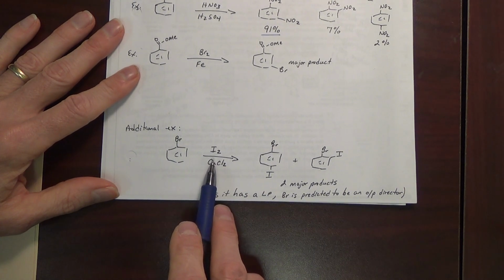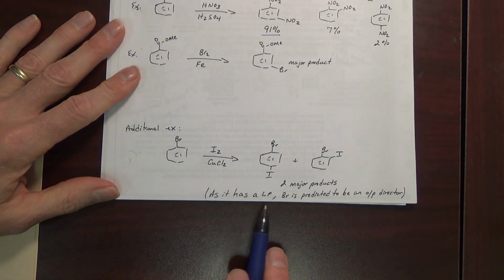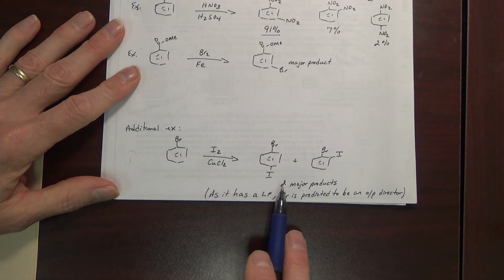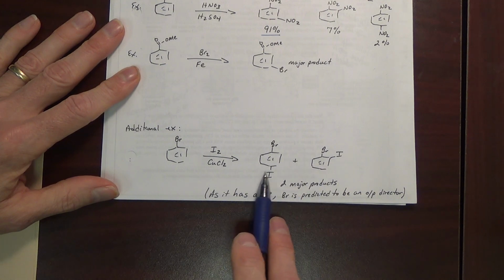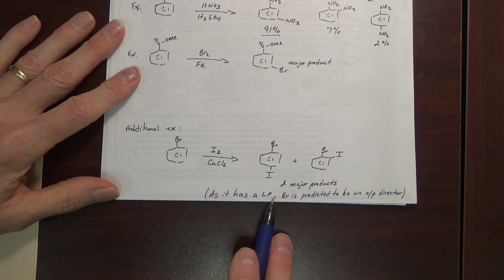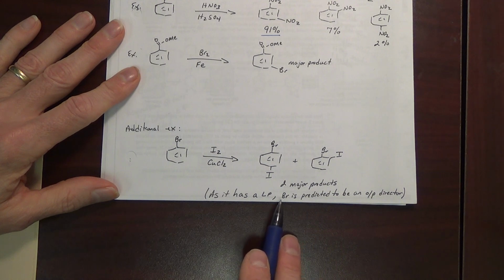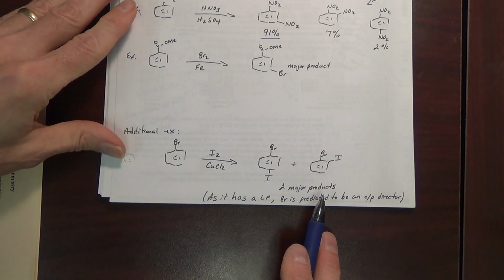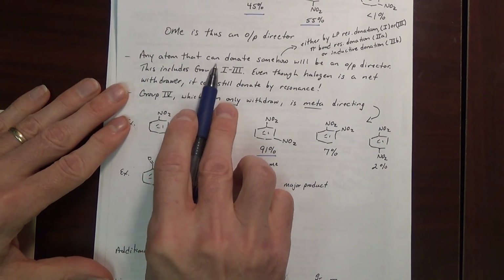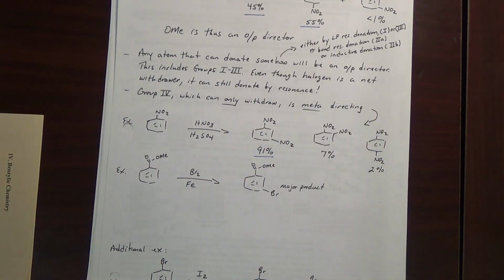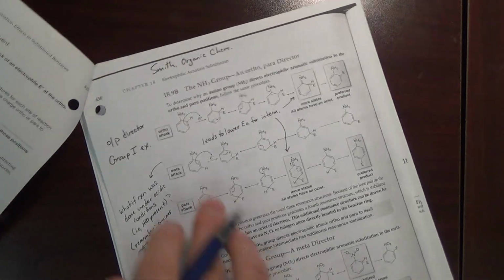So where's the iodine going to end up relative to the bromine? Well, the bromine is a group 3. That's an ortho-para director. And we expect the ortho and para products as the two major products. Because the bromine does have a lone pair, and so it will donate by resonance. And any group that can donate somehow will be an ortho-para director. But why? We need to explain why, and the next pages do that.